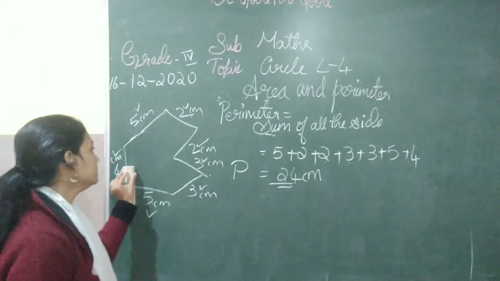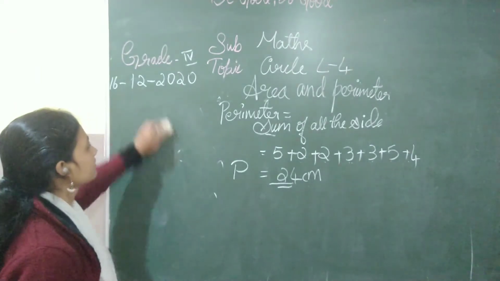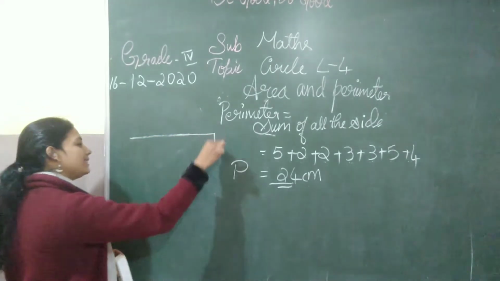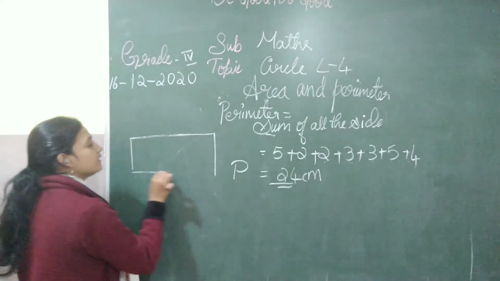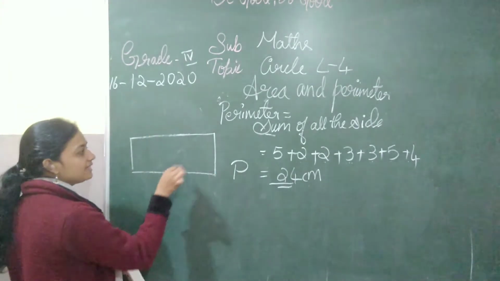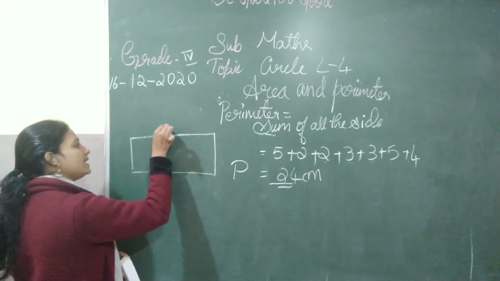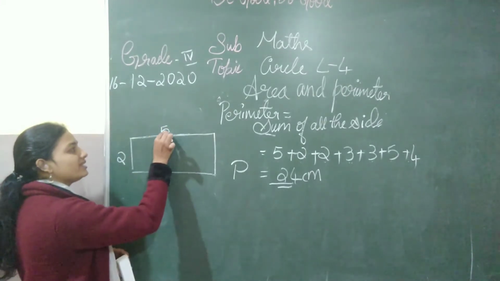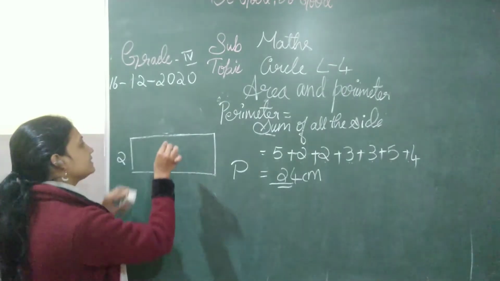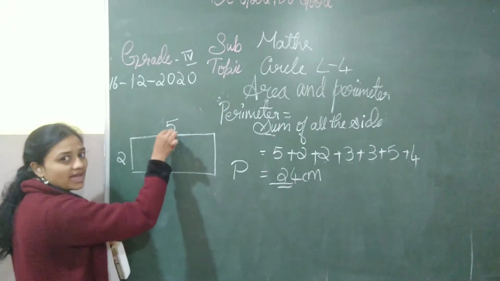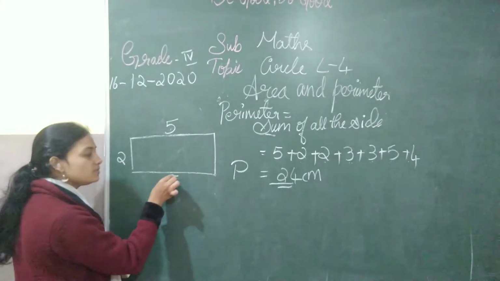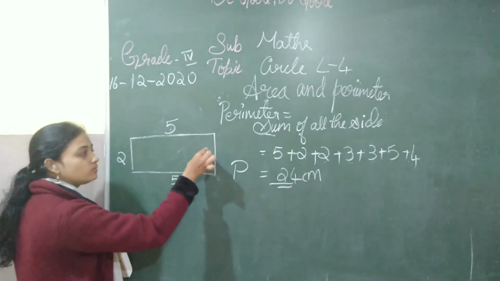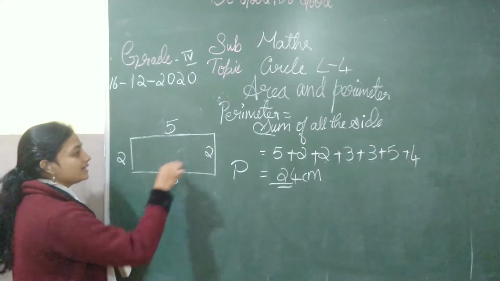Now let us take the rectangle. A rectangle is also a shape, right children? It has length and breadth. So it has 2 lengths and 2 breadths. Let me take this to be 5 and this to be 2. You all know in a rectangle, opposite sides are equal. So if this is 5, the other side also should be 5, and this is 2, the opposite side should be 2 only. So this is the rectangle.